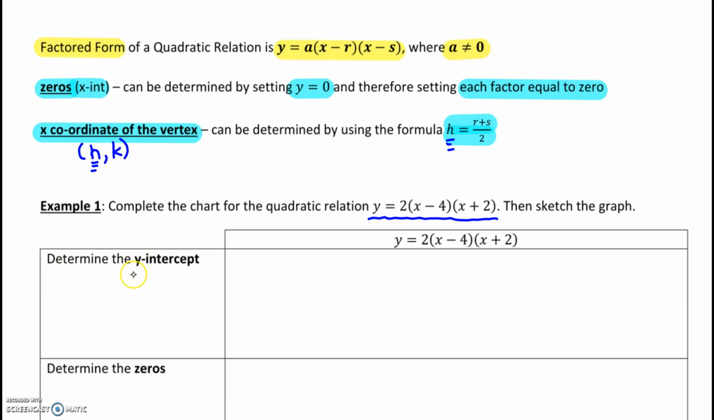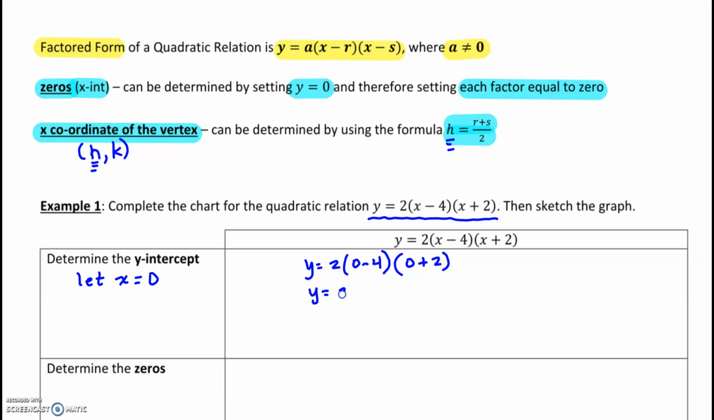So to find a y-intercept, what we have to do is we have to let x equal 0. And again, that should sound familiar from when we did equation of lines. So we find the y-intercept by letting x equal 0. So here's my equation. Wherever I see an x, I'm going to put in a 0. So I should have y equals 2 times, instead of x minus 4, I'll have 0 minus 4. Instead of x plus 2, I'll have 0 plus 2.